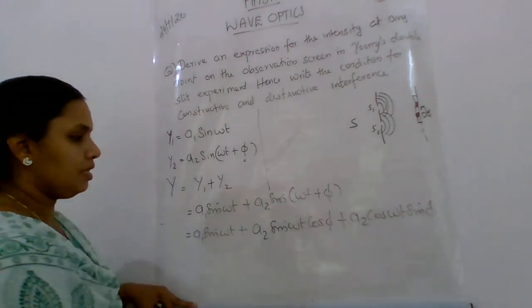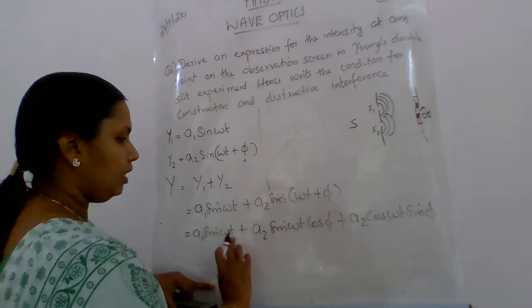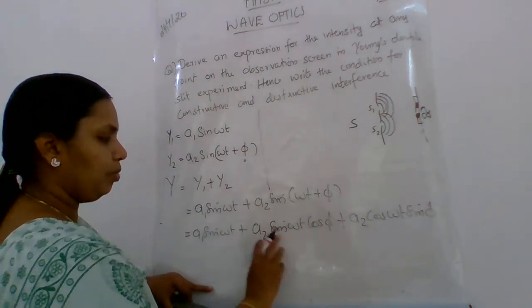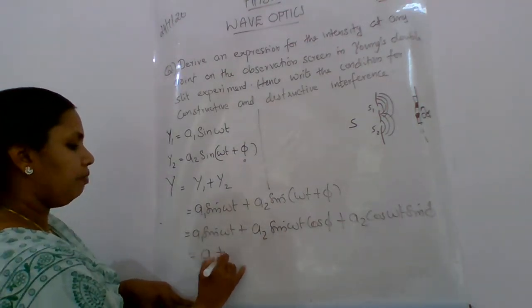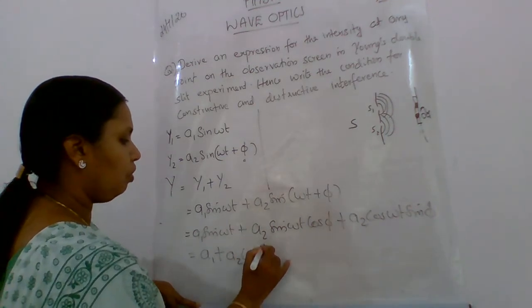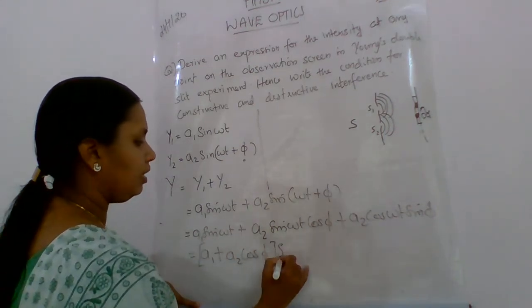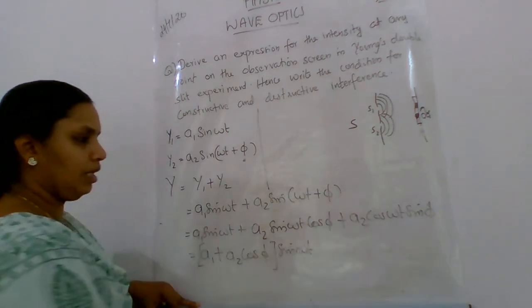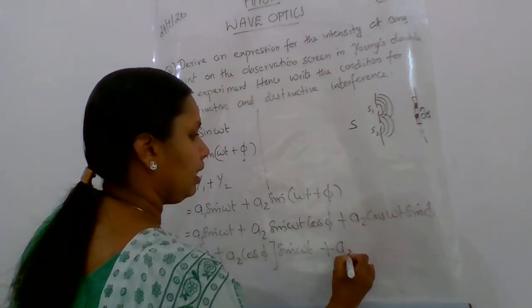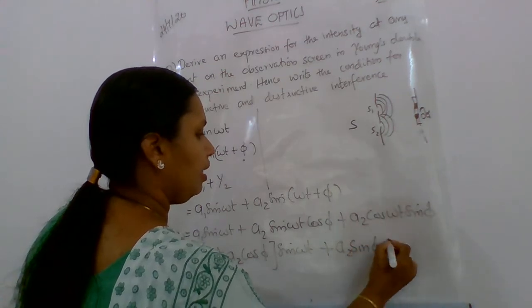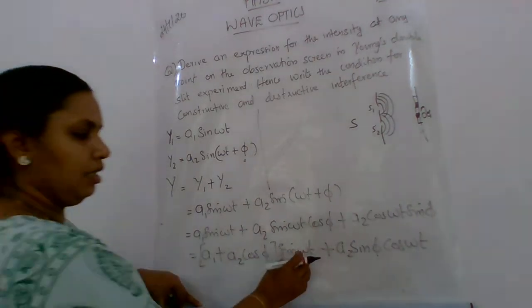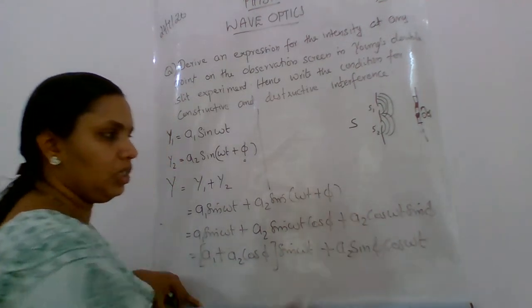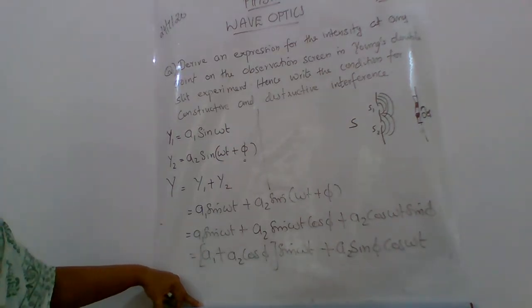Expanding this, taking the term sine omega t, which is common to both, we can write it as (a1 plus a2 cos phi) sine omega t, plus a2 sine phi cos omega t. I just interchanged and wrote it: (a1 plus a2 cos phi) sine omega t plus a2 sine phi cos omega t.